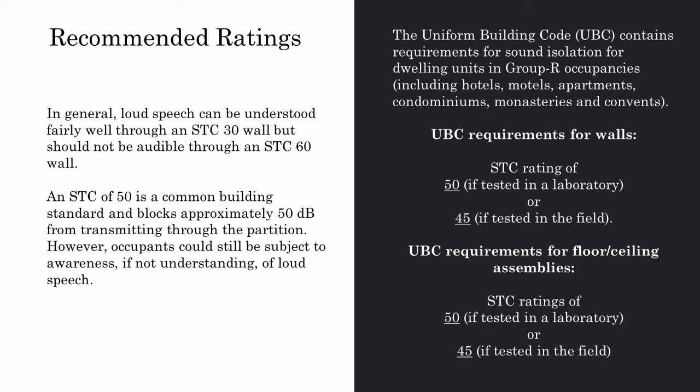The UBC, or the Uniform Building Code, contains requirements for sound isolation for dwelling units in Group R occupancies, including hotels, motels, apartments, condominiums, monasteries, and convents. UBC requirements for walls. A sound transmission class or STC rating of 50 if tested in laboratory or 45 if tested in the field.